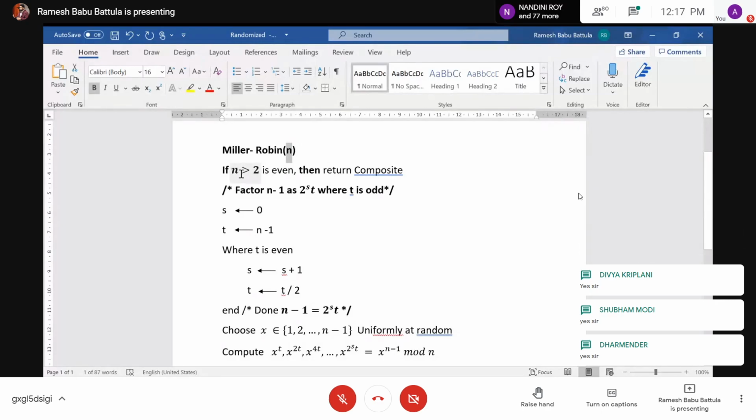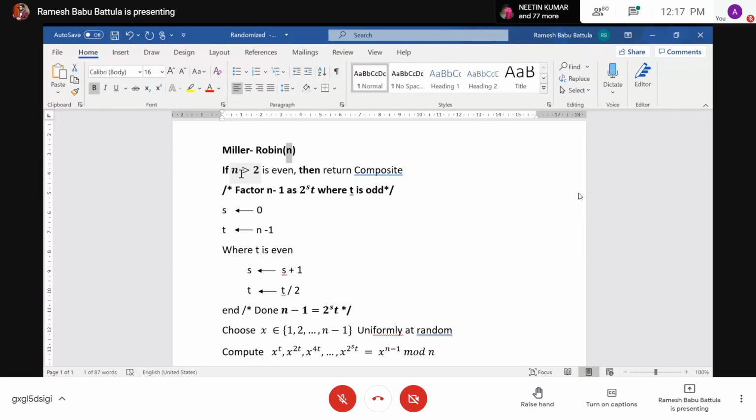If n is greater than 2, we know that 2 is the minimum prime number and all the remaining primes are odd numbers. Because of that, the first condition we are checking is that n should be greater than 2 and should not be even. If n is greater than 2 and even, immediately you say it is a composite number. Why? Because you are choosing n randomly. So the first condition we need to check is this one.